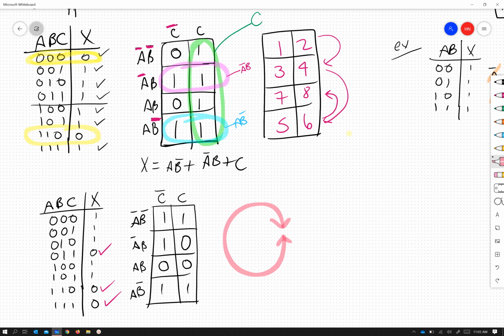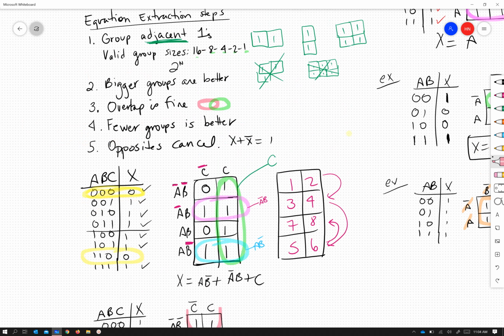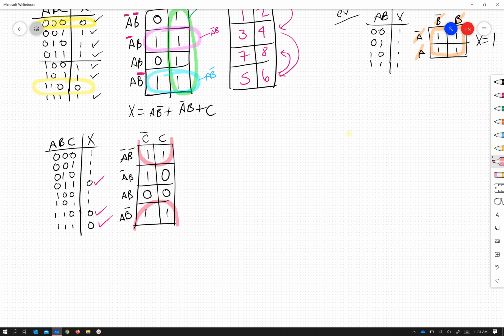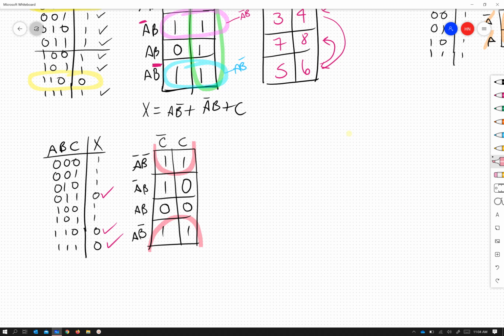If you have ever seen or played Pac-Man, you know how Pac-Man goes in one side and comes back the other. So here you could think about this grouping as if it wraps around from the top to the bottom. In that case, that would be one grouping of four, which is bigger, rather than two groups of two. So remember the rules: fewer groups is better, and bigger groups are better. In this case, we did both, one bigger group instead of two smaller.